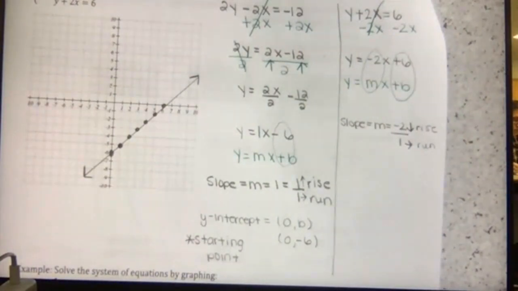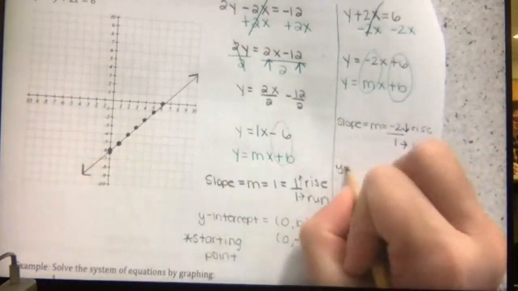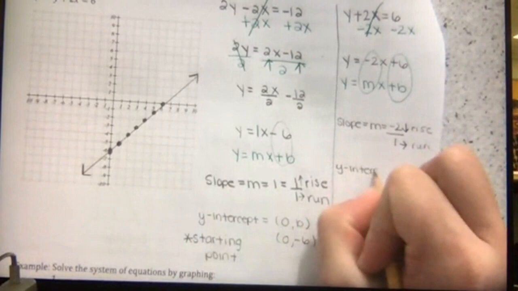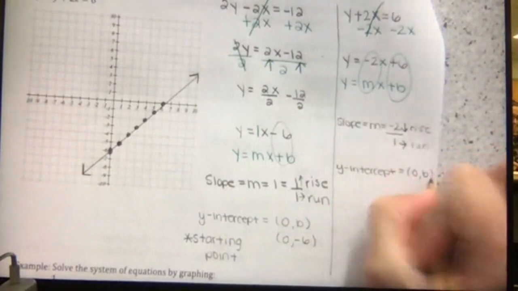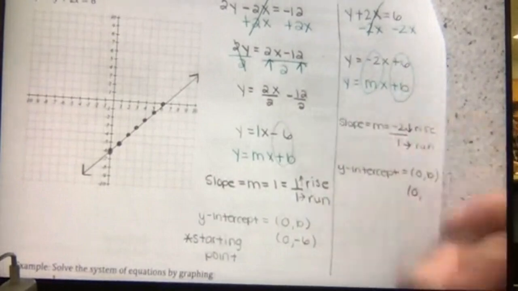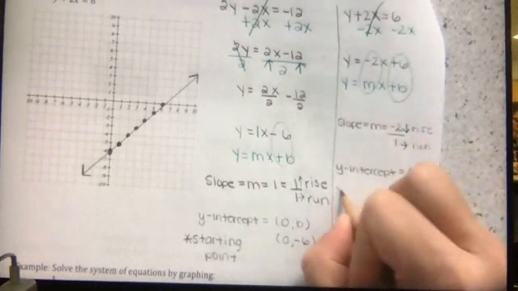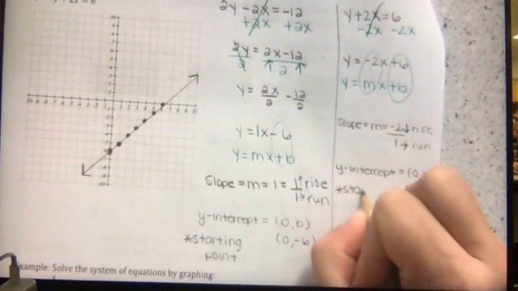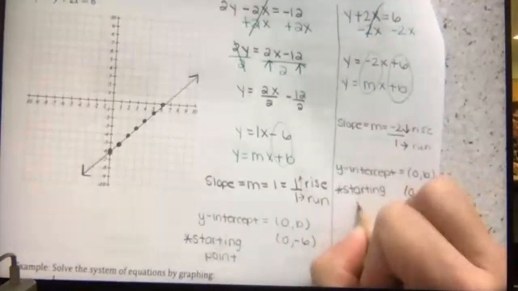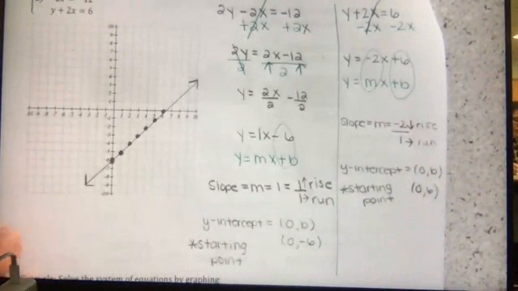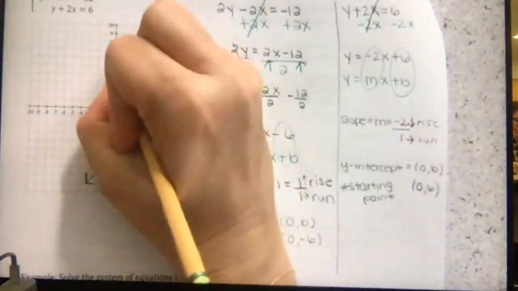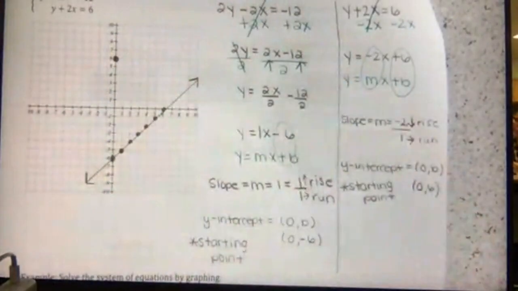But we're going down 2, right 1 from where? We need to have our starting point. So let's get our y-intercept, which we know is the ordered pair 0, b. In this case, our b is positive 6. So our starting point is going to be at 0, positive 6. So starting there at 0, 6.